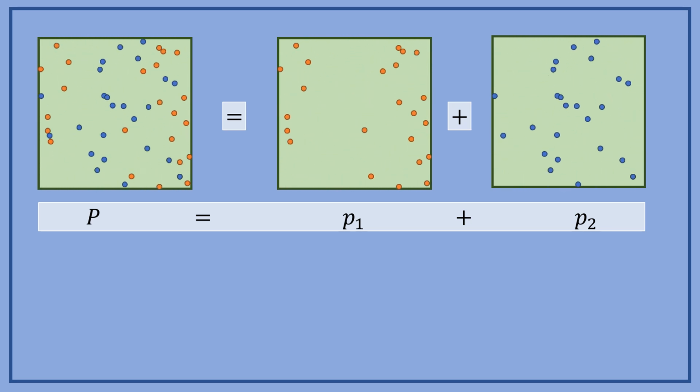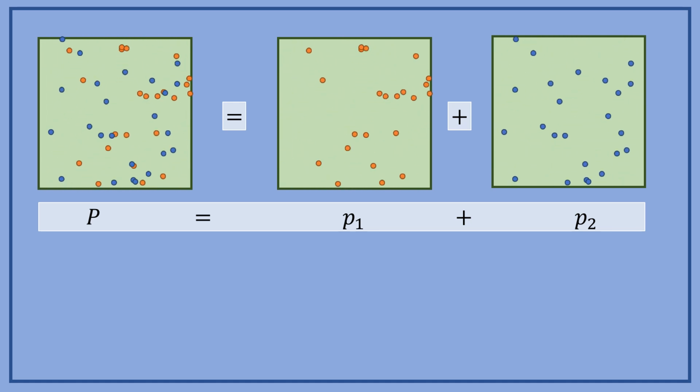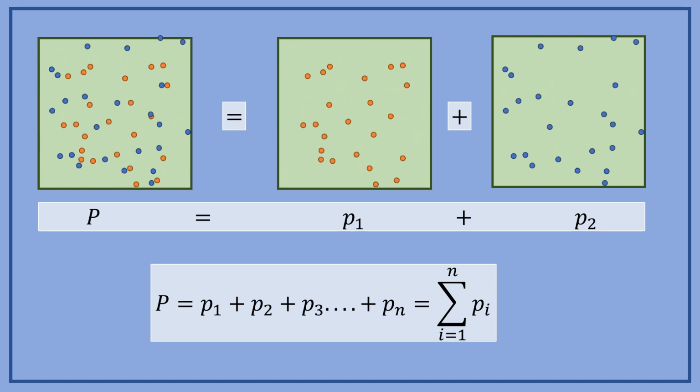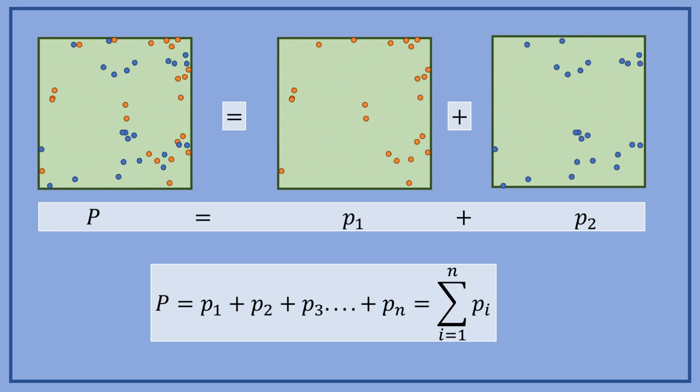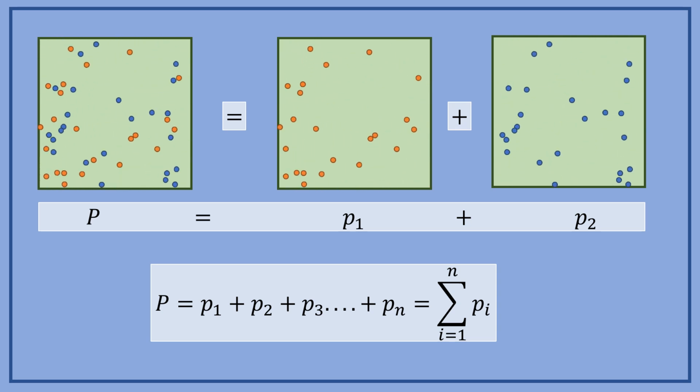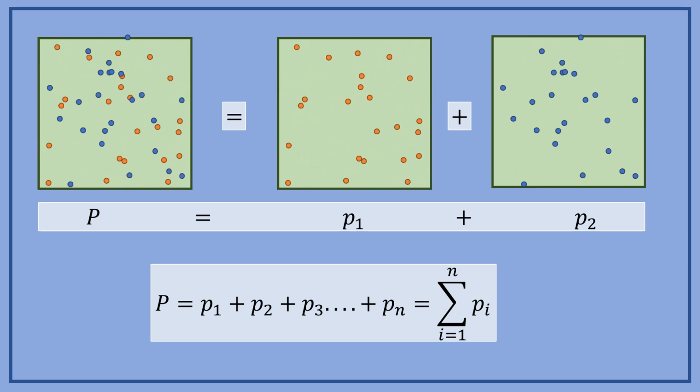This is true for any number of gases. So, mathematically, Dalton's law of partial pressure for n gases can be represented with this equation.